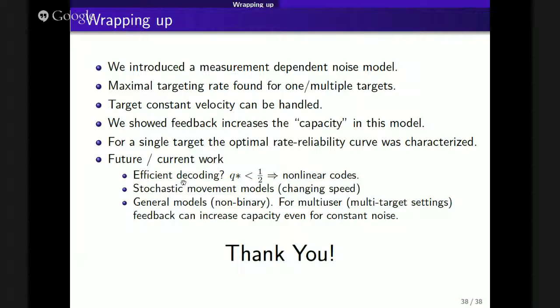I have a question about the last point you mentioned. For constant noise and single target, feedback does not increase capacity, right? Right. But how come for multiple targets it does? Or again, maybe I didn't understand. I'm saying for single target, feedback does not increase capacity if the noise is constant. Right. But how come if you have multiple targets, it does increase capacity? Because in a MAC, feedback increases the capacity, right?